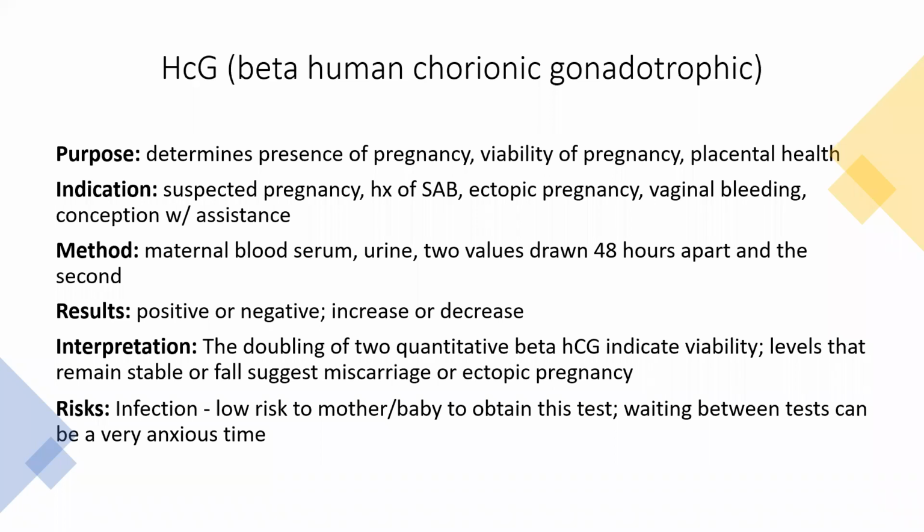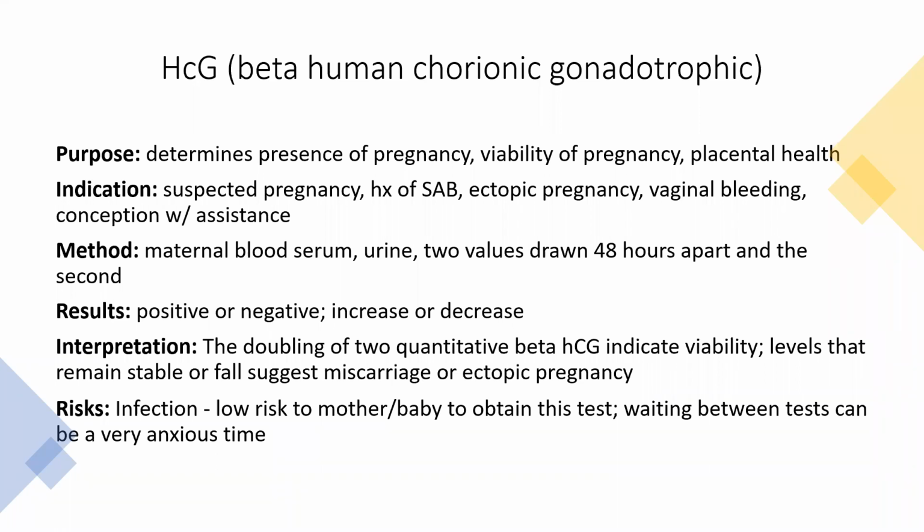Of course, HCG testing. The purpose of this is to determine the presence of pregnancy. Of course, if it's increasing, you are okay. We're probably going to do this test if indicated, if there's suspected pregnancy, maybe a history of spontaneous abortions, or maybe a possible ectopic pregnancy, because with an ectopic pregnancy, remember the HCG levels are just through the roof, and there could even be a lot of vomiting occurring.